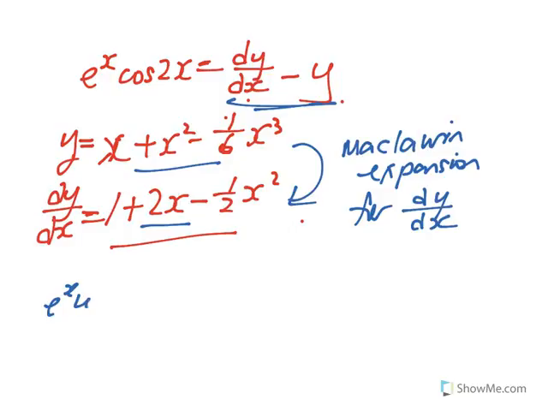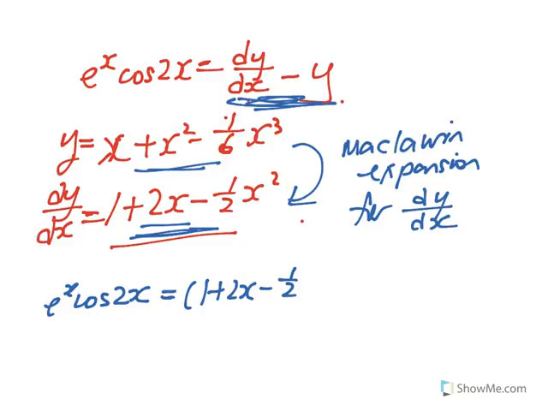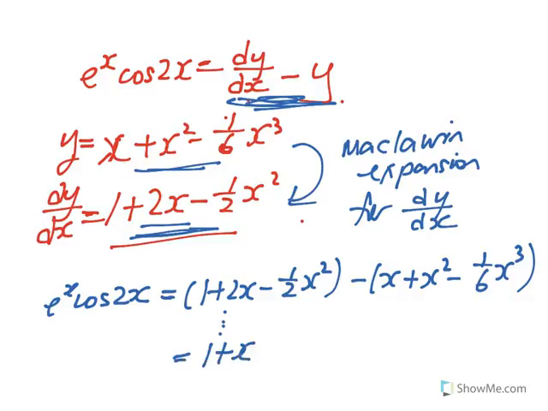So e to the power of x cos 2x. Remember we are finding the Maclaurin expansion for this. It equals dy/dx minus y. So dy/dx is 1 plus 2x minus half x squared, minus y. What is y? x plus x squared minus 1 over 6 x cubed. Solving this, you can go on and do it by yourself. What you're left with is 1 plus x minus 3 over 2 x squared, up to the term in power 2.